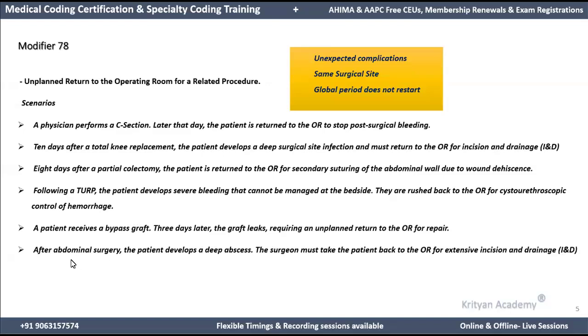And here also, after abdominal surgery, the patient develops a deep abscess. The surgeon must take the patient back to the operating room for extensive incision and drainage. And same surgical site, use the modifier 78.